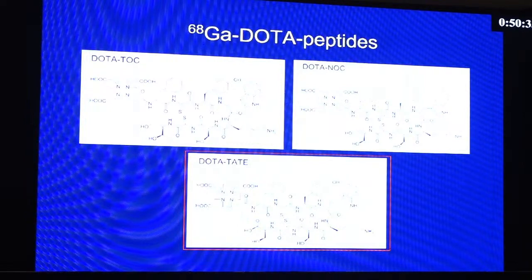Gallium-68 as a positron emitter. There is a copper-64 DOTATATE, and gallium-68, type 2 receptors. The gallium-68 DOTATATE.